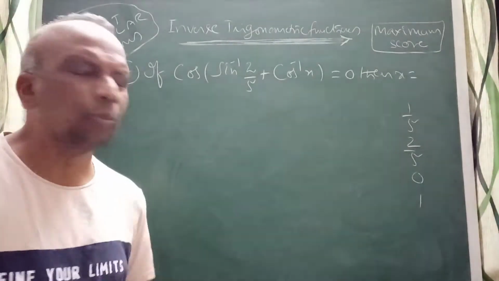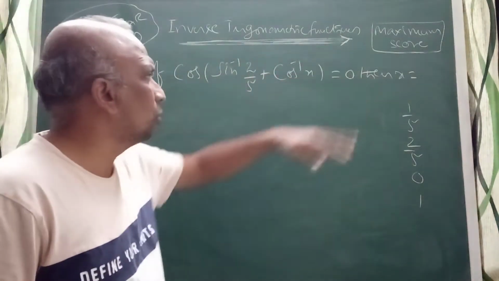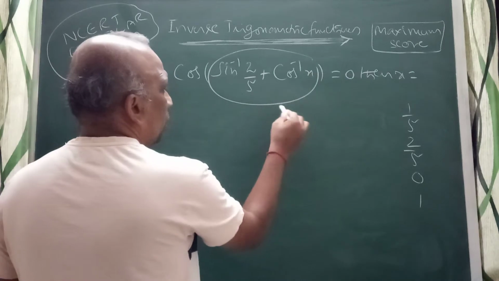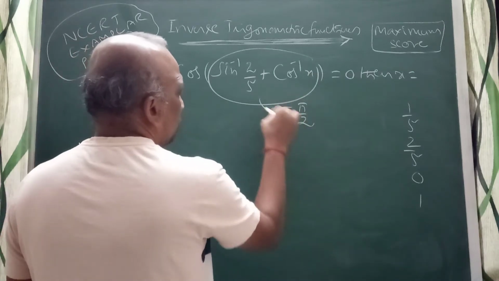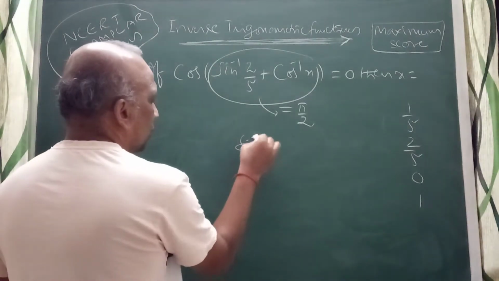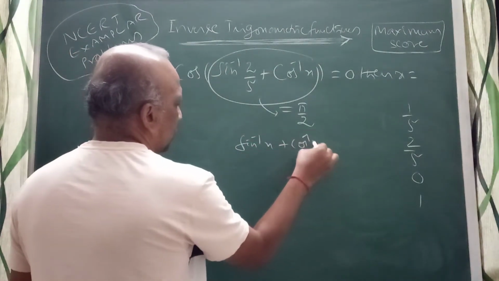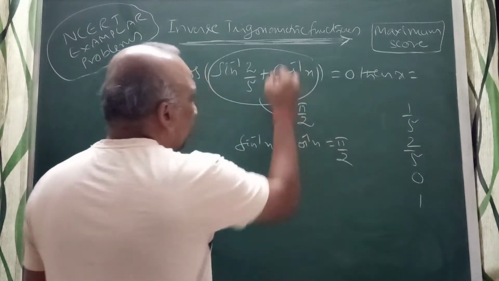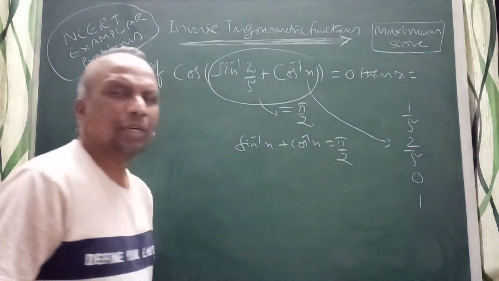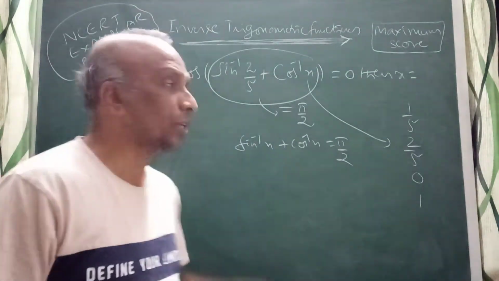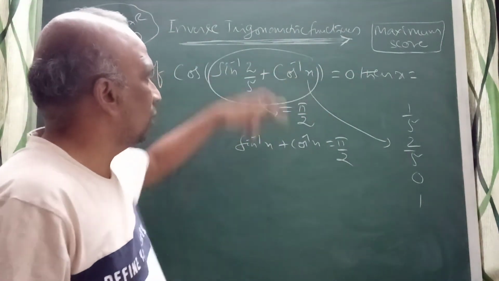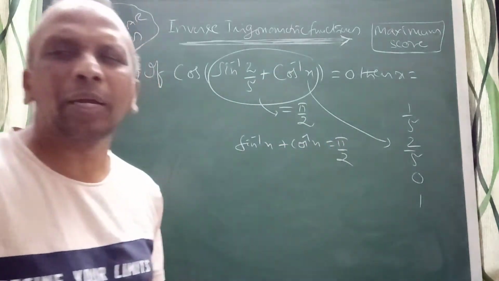This is a very simple problem. The given cos of this equal to 0 means this value should be equal to pi by 2, right? This value should be equal to pi by 2, correct? But we know that sin inverse x plus cos inverse x is equal to pi by 2. So we compare these two, this x value should be equal to 2 by 5. Cos 90 is 0, this is 90. Compare with this, x should be equal to 2 by 5.